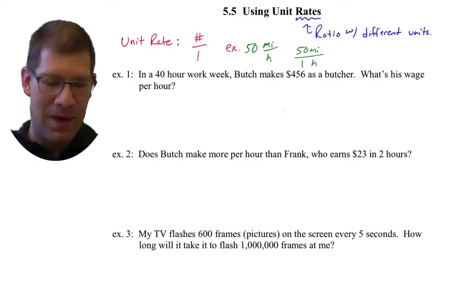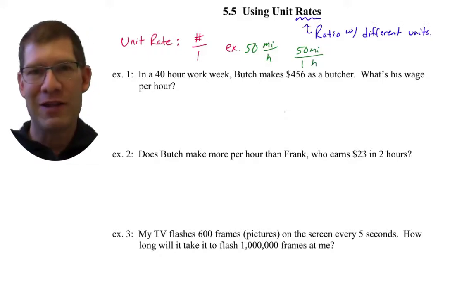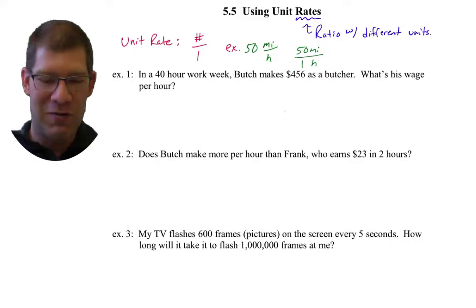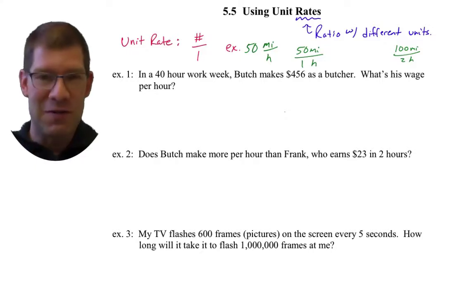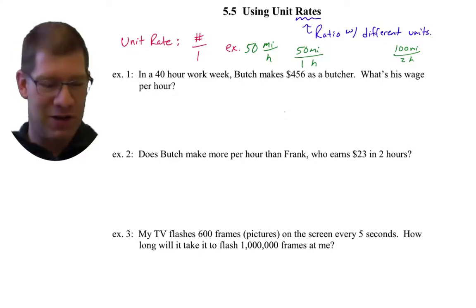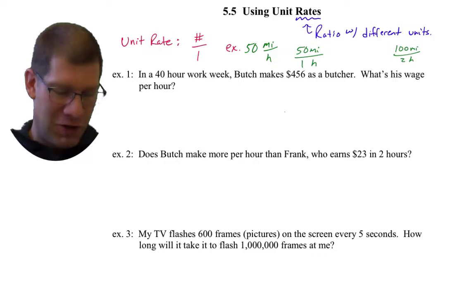1 hour. So if you were to take a normal rate, so say you have a car that's going 100 miles in 2 hours, if you want to change that to 50, it's really not that bad. You just do the division. 100 divided by 2, bang, you have 50. And 50 is the same as 50 over 1, which is kind of like the unit rate. So that's what we're going to do in a couple of these examples.